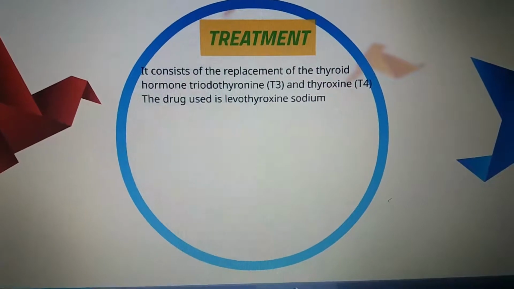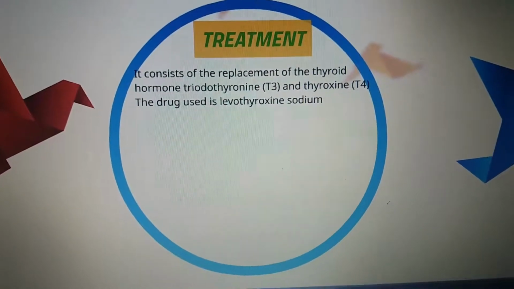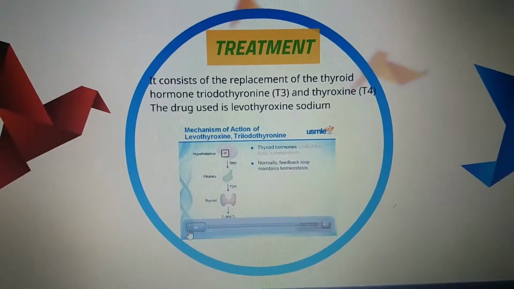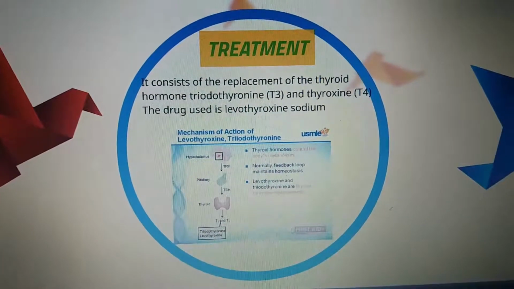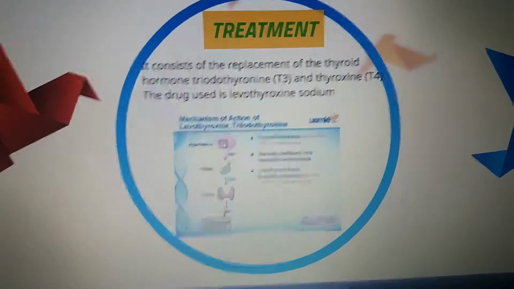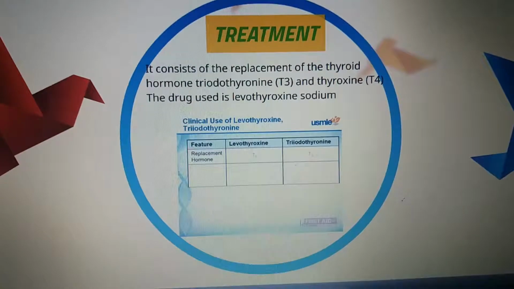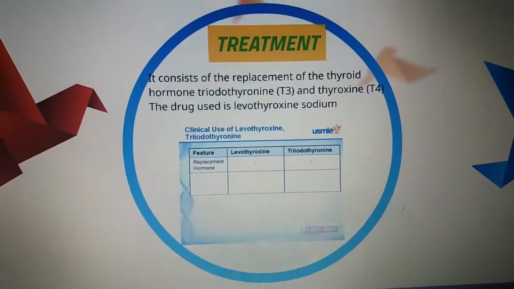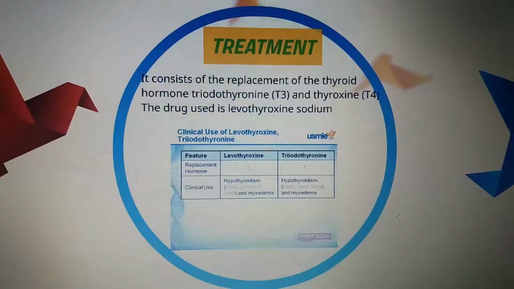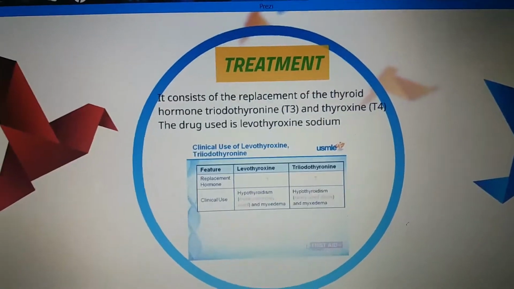Treatment is based on the replacement of the thyroid hormones thyroxine T4 and triiodothyronine T3. The drug used is levothyroxine sodium. However, T4 or levothyroxine, which is the clinically used drug to replace T4, and triiodothyronine are both thyroid replacement hormones. Both are used to replace thyroid hormone in the body. Clinically, they treat hypothyroidism, and more commonly T4 is used, and that's because, as we indicated, T3 is the stronger acting hormone.